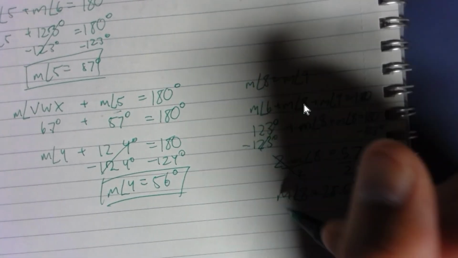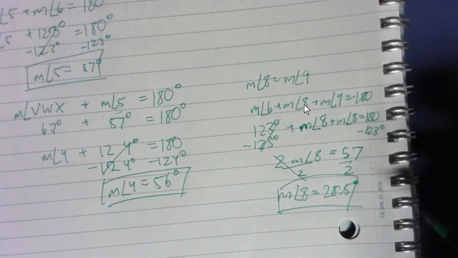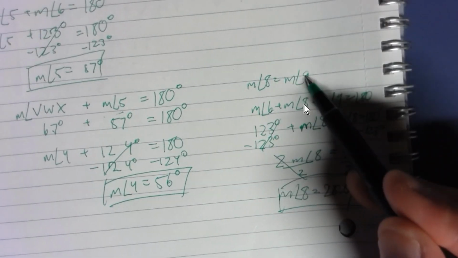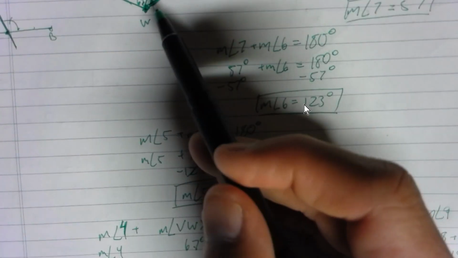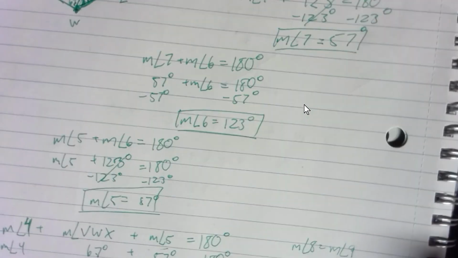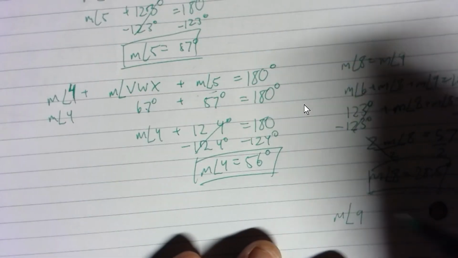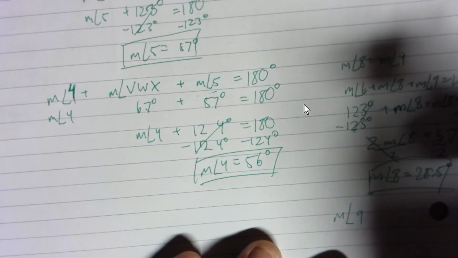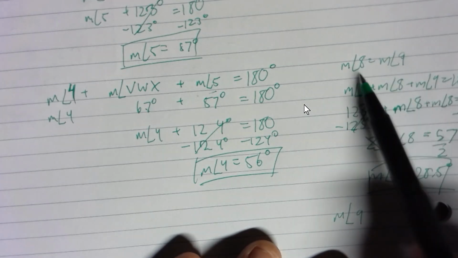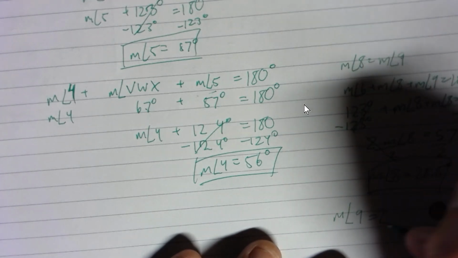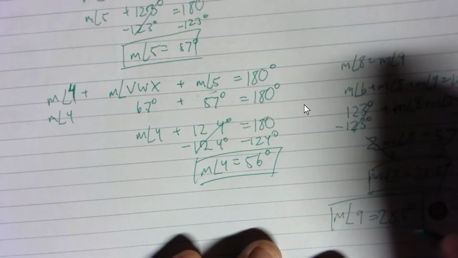So that's good. And you know that the measure of angle 8 is equal to the measure of angle 9, because that's what I should have showed you in the picture here, so I do apologize. 8 and 9 are equal to each other. Then you say the measure of angle 9, since it is equal to the measure of angle 8, is also going to be 28.5 degrees. Okay, that was a pretty tough one.